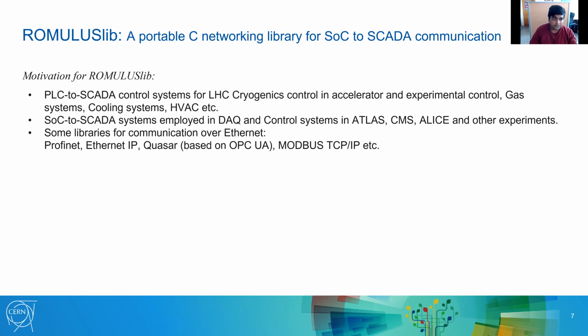For example, protocols like Profinet and EtherNet/IP already existed, whereas some new libraries started developing. So we started the development of Romulus Lib in 2017, and this was also followed by the development of Quasar by ATLAS, which is based on the OPC UA.